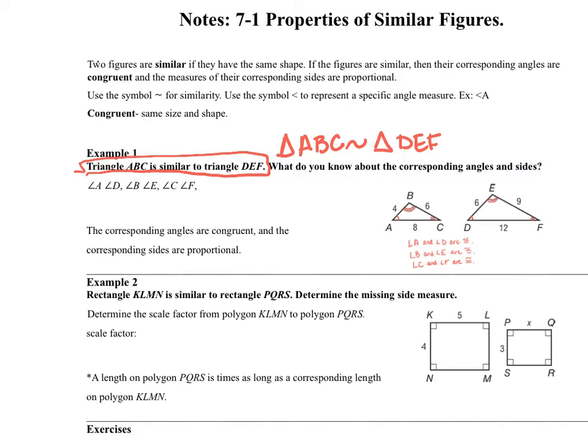So also by saying these things, we're saying that the sides are proportional. So we're saying that AB and DE are proportional, BC and EF are proportional, and AC and DF are proportional. By saying those sides are proportional, we're saying the angles are congruent and the sides are proportional. We also said that by this statement right here.